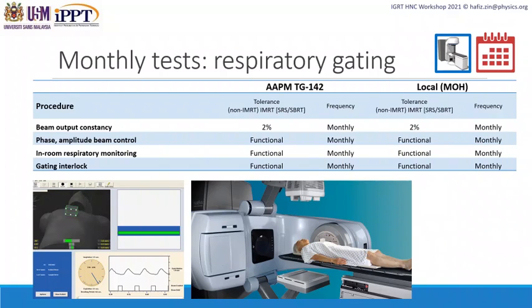The next one is on gating. There are also components that need to be checked if you have a gating system on your linac. It is usually looking at the beam output constancy when you are using gating delivery. You also have to check the phase amplitude beam control, the respiratory monitoring, and also getting the interlock to be functional. Of course, this is not an extensive list of the tests that you need to do for gating. There are other references that you need to look into for such a system.